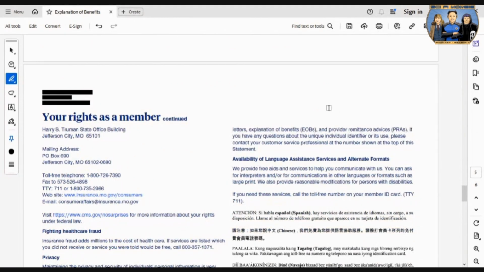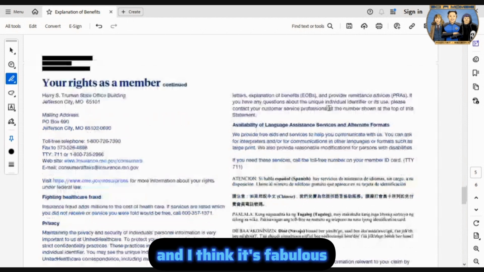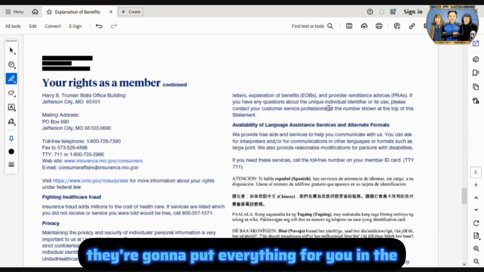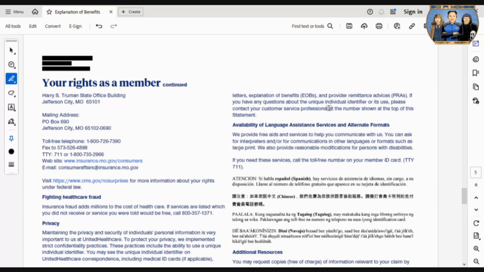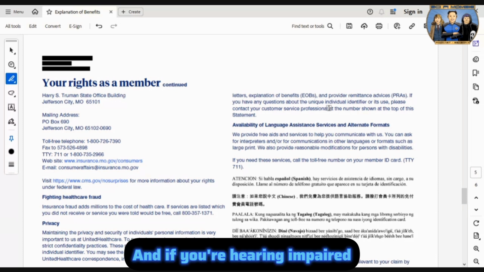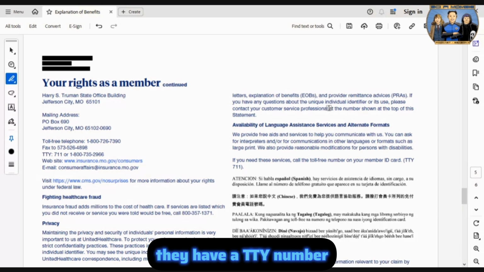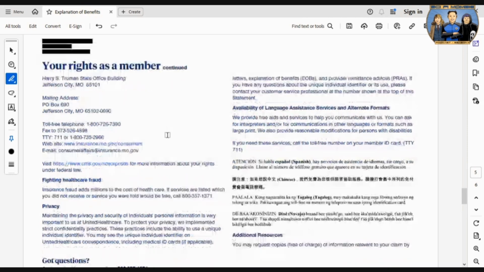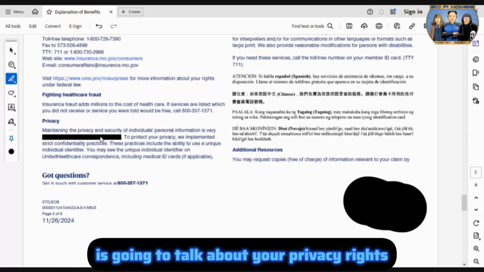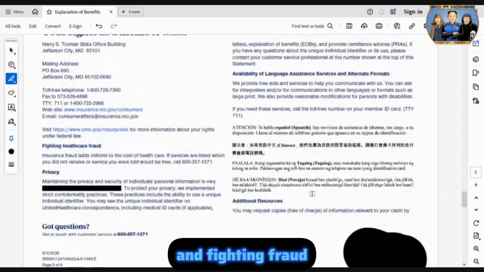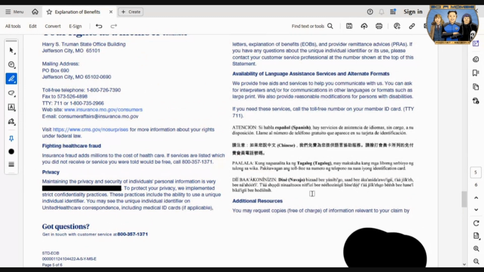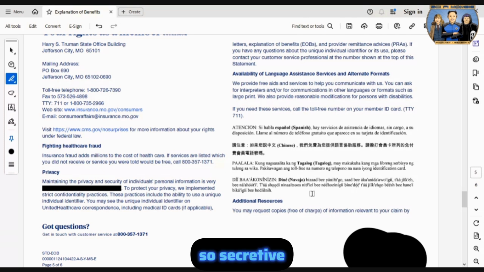Now, my insurance company, and I think it's fabulous that they do this, puts everything for you in the language of your choice. And if you're hearing impaired, they have a TTY number where you can type and talk to somebody. I think that's great. It's going to talk about your privacy rights and fighting fraud. There is a lot. Okay, guys, if I give you any advice, protect your information. Keep it so secretive.